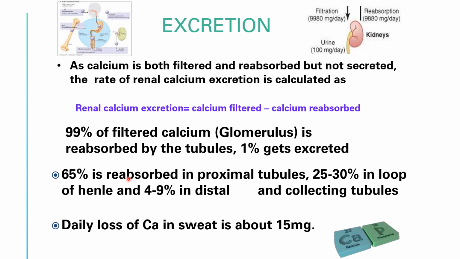65% is reabsorbed in proximal tubules, 25 to 30% in the loop of Henle, and 4 to 9% in distal and collecting tubules. So that accounts for 99% of filtered calcium. That is reabsorbed in parts: proximal tubules 65%, loop of Henle 25 to 30%, distal and collecting tubules 4 to 9%. And daily loss of calcium in the sweat is about 15 milligrams.